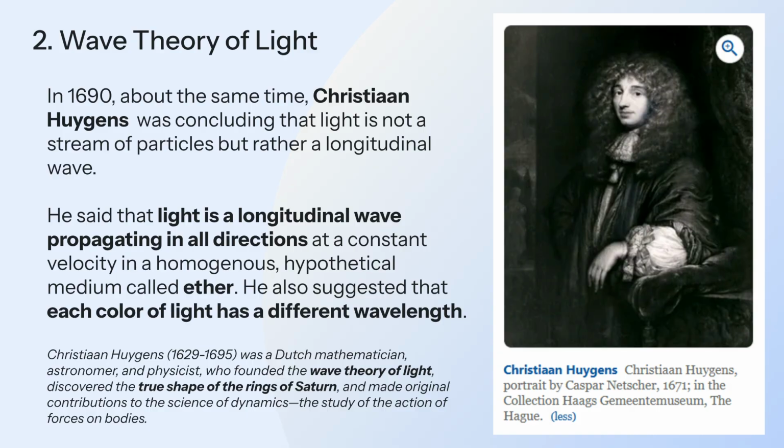Huygens concluded that light is actually a longitudinal wave, which is a wave whose particles vibrate parallel to its travel direction. He argued that light waves propagate in all directions at a constant velocity through a hypothetical, weightless medium called ether. Importantly, Huygens was the first to suggest that each color of light has a different wavelength.